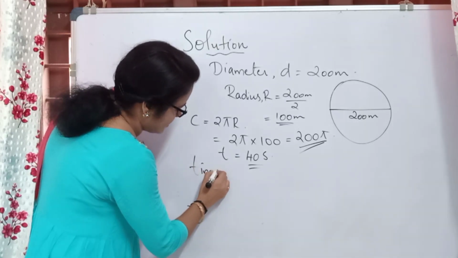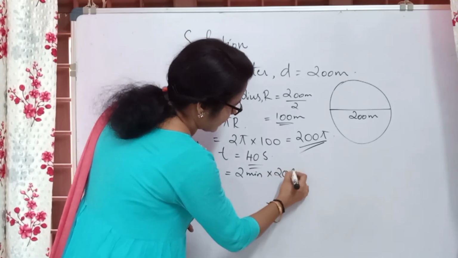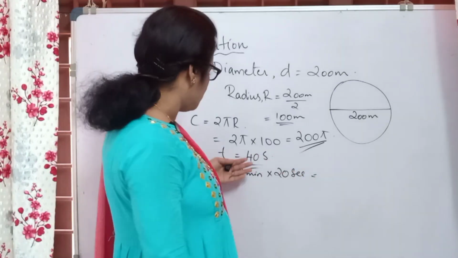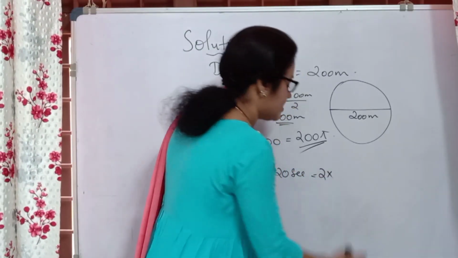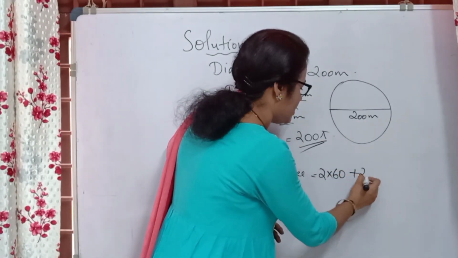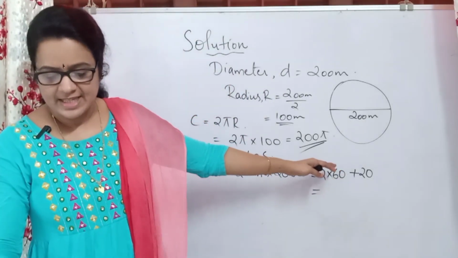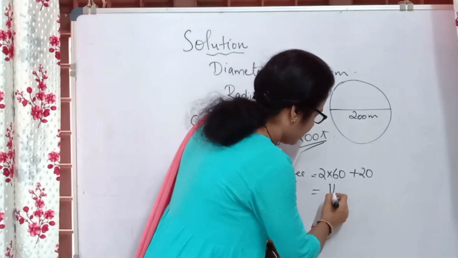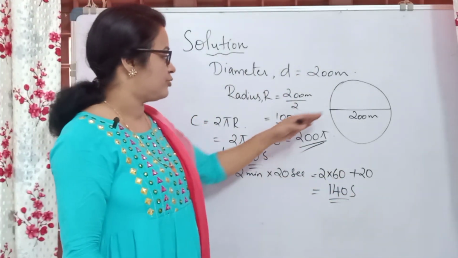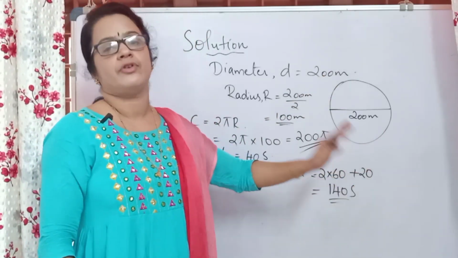Time taken is equal to 2 minutes and 20 seconds, right? So we have to convert the minutes into seconds. How can we write it? 2 into 1 minute is equal to 60 seconds. So 2 into 60 plus 20 will be equal to how much? Yes, that will be 140 seconds. So the total time we have calculated. Now we have to find the total distance when he is traveling for a time interval of 140 seconds.